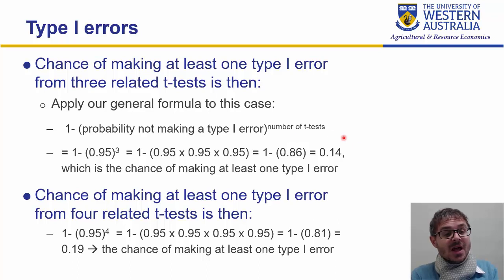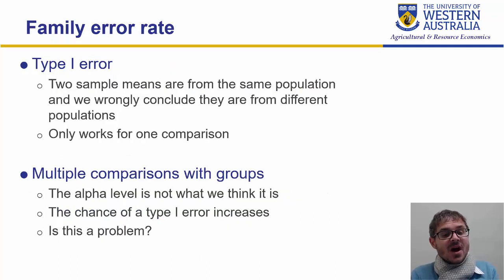So if we had 3 related t-tests, we can see that if we plug that into the formula, the chance of making at least one type 1 error when we have 3 related t-tests is 0.14. If we had 4 t-tests, then the chance of making at least one type 1 error is 0.19. So you can see the more related t-tests that we do, the greater the chance of making a type 1 error. And that brings in the concept of the family-wise error rate.